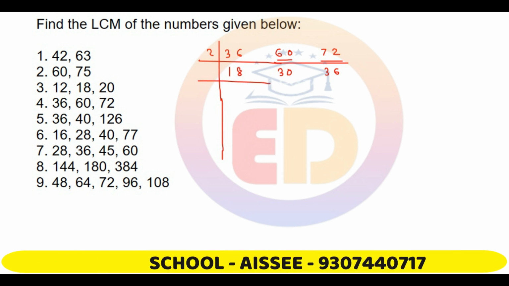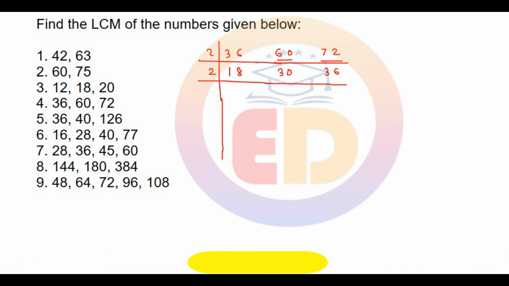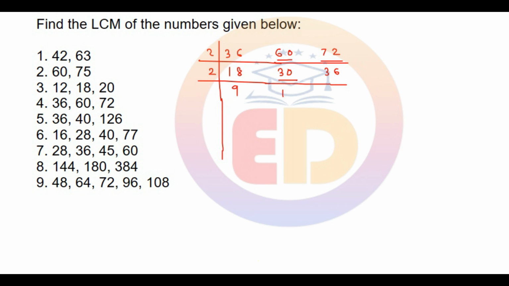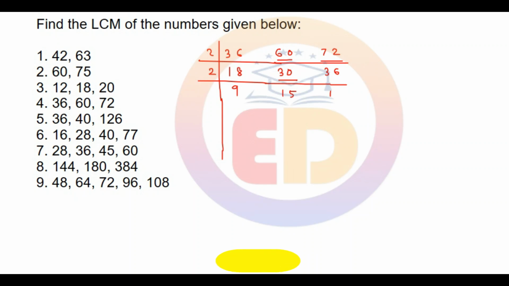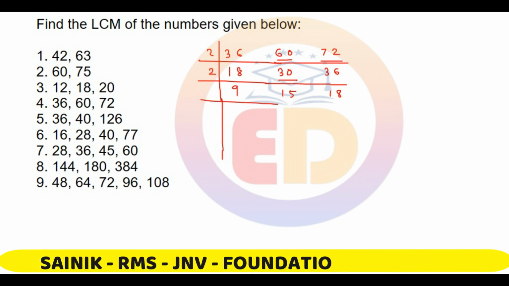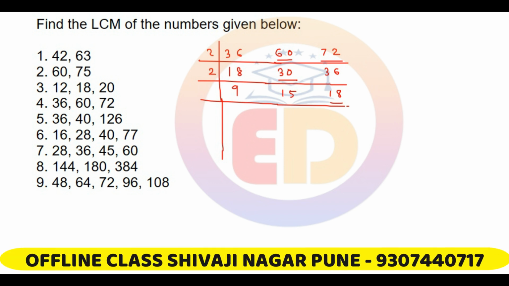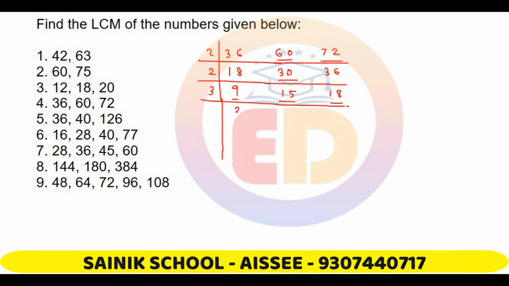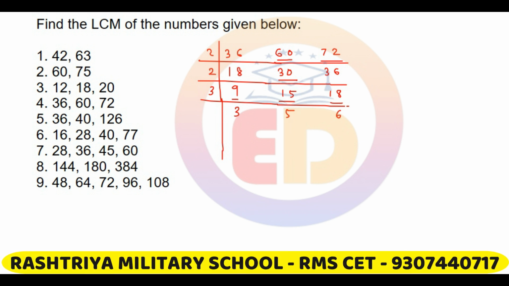Now let us divide 18, 30 and 36, as all of these three are even numbers. Let's divide them again by 2. So 2 9s are 18, 30 divided by 2 will give me 15, and 36 divided by 2 will give me 18. Now I see that among these three numbers 9, 15 and 18, only 18 is divisible by 2. But all three numbers are divisible by 3. So let us divide them by 3. 3 3s are 9, 3 5s are 15 and 3 6s are 18.